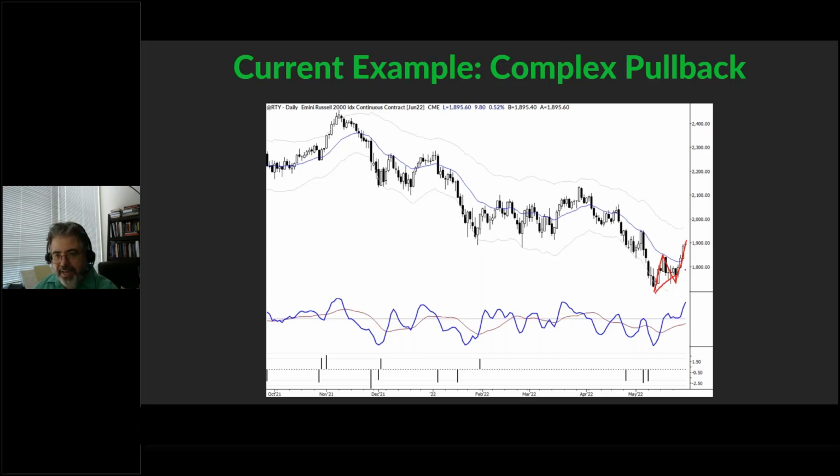This complex pullback in the Russell certainly bears watching. We had a pretty good upside move here, less so in the Russell, and this is interesting because if you compare the rally in the S&P or the Dow against the Russell, you'll see the Russell had a reluctant bounce. So this is why this is maybe a more attractive short setup. So looking for a potential short here in the Russell.